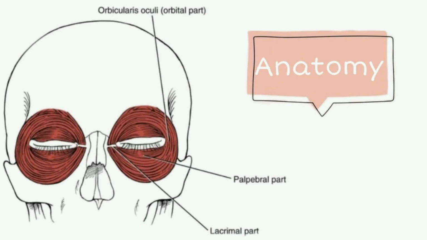Anatomy. There are at least three clearly defined sections of the orbicularis oculi muscle. However, it's not clear if the lacrimal portion is a separate portion, or if it is just an extension of the preseptal and pretarsal sections of the orbicularis.